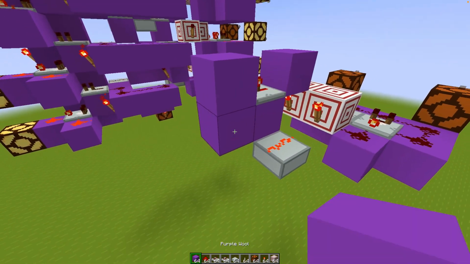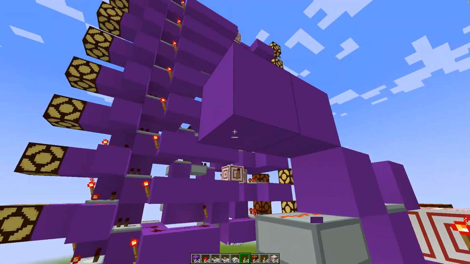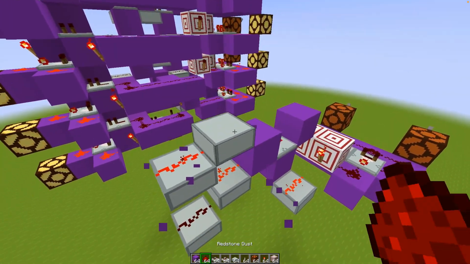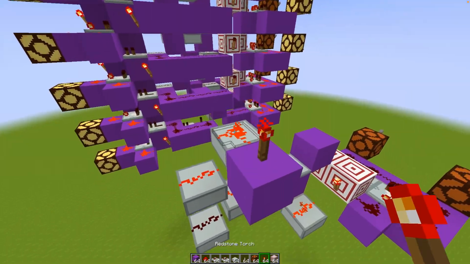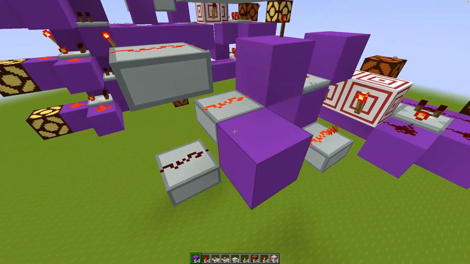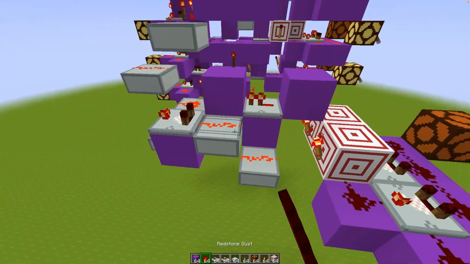And then we want to make a slab tower right here. And it's just going to go up and up and up. And that's how we carry the signal. Because if I power it over here, then the redstone dust won't go down. Now we need an output for the carry. And we can do that like so.